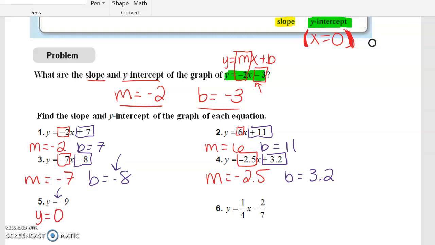So this is really saying 0x minus 9, which means that our m is actually 0. Whenever you don't have an x term, it's because our slope is 0 and it just canceled out that x term. So don't be confused by that. Whenever there's not an x term, your slope is just 0, and our b value would still be that number out behind the x term, which is -9.